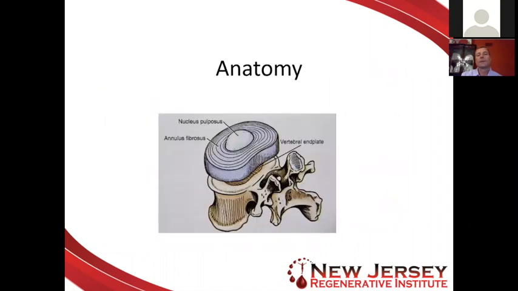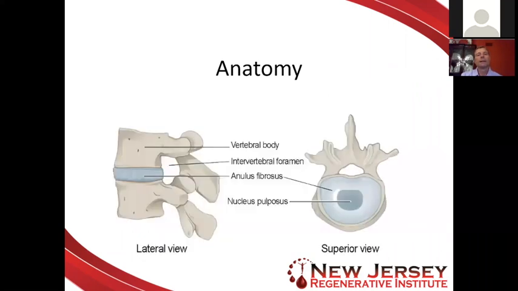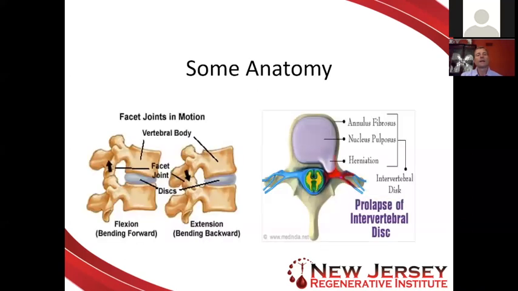So again, here's the anatomy just to refresh. You have the annulus fibrosus and then the nucleus pulposus and the vertebral end plate. And again, they stack up on each other. And we can see here, as you move forward and backwards on the left side of this, you can see the facet joints, which are located in the posterior aspect of our spinal column, start to get forces put on them, and they can degenerate and become a source of pain.